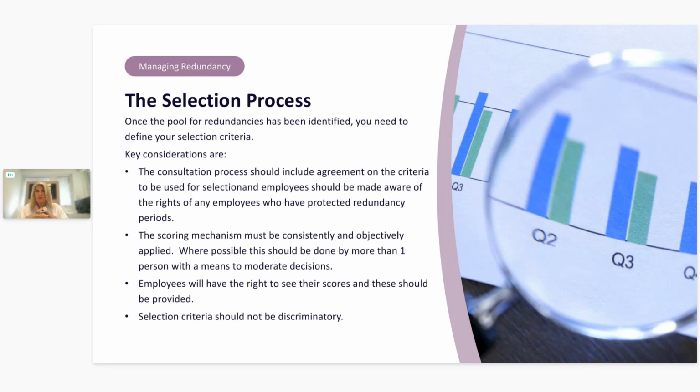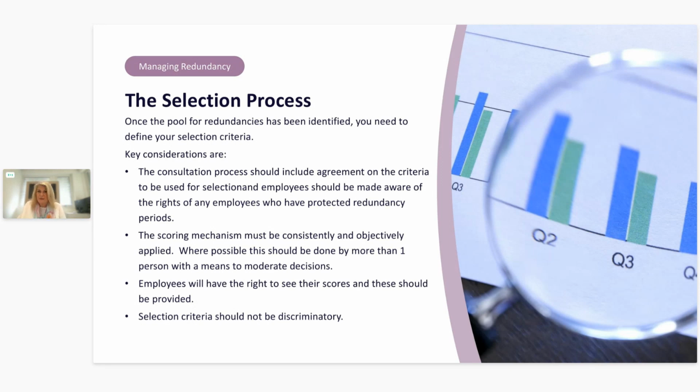Where possible, use objective and documented evidence as part of the selection process. So things like performance review ratings, stats on sales if they're in sales, NPS scores if you collate those, attendance records, and any current disciplinary issues that you have documented.